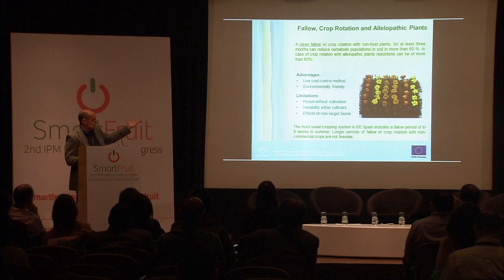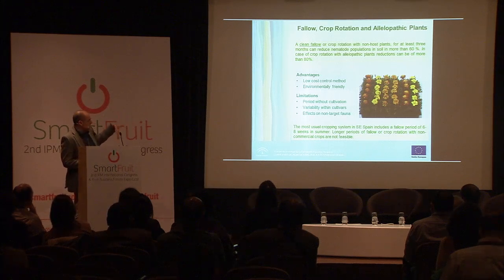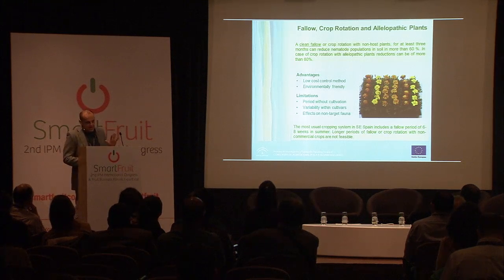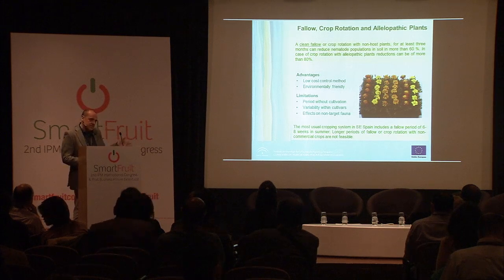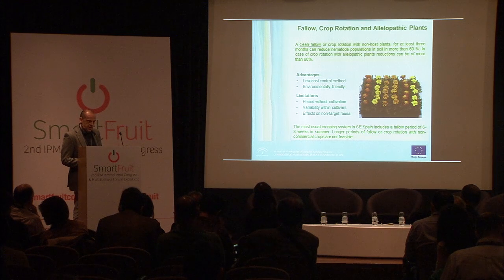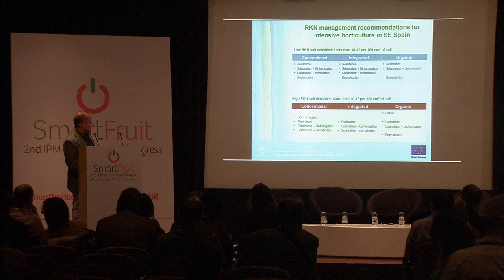There are other control measures such as crop rotation, land fallow, using allelopathic plants, which later can be tilled into the ground as green manure. But most of the intensive horticultural methods cannot use it because of the low financial margins. But there are different methods, some of which may be able to be used at some point within the greenhouses.